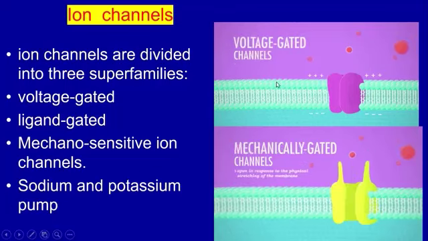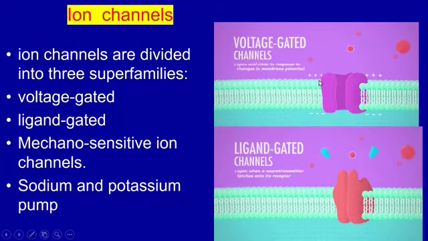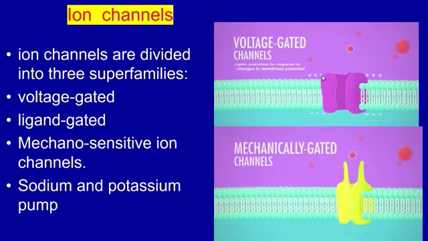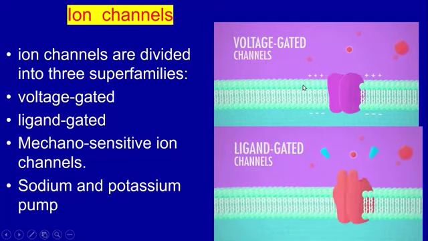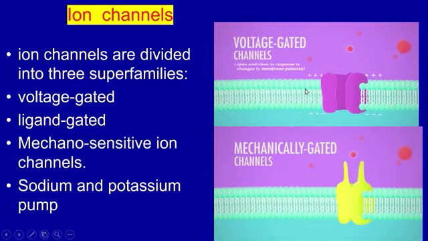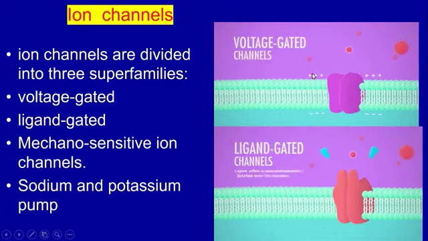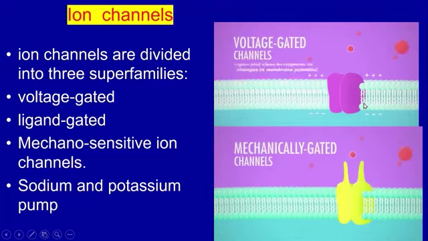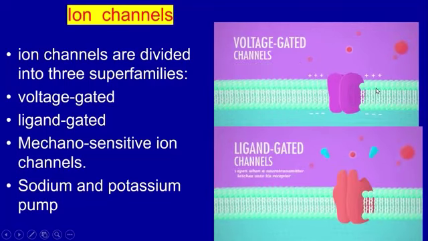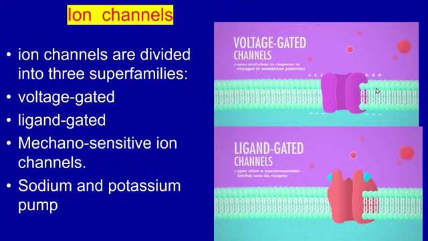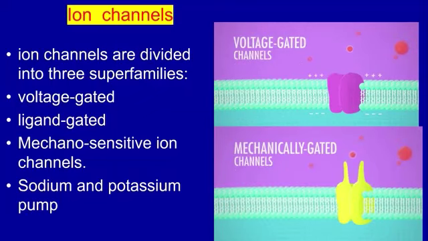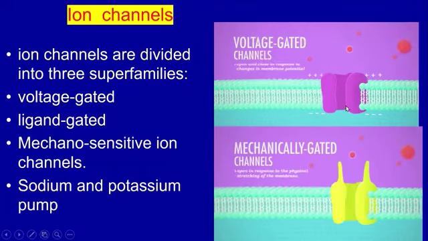Here you can see that the voltage gated channel, when there is a different gradient of ions across the cell membrane, these channels either open or close. They respond to the potential gradient across the cell membrane. With the difference in the potential, the ionic gradient or ionic concentration causes opening or closing of these channels.